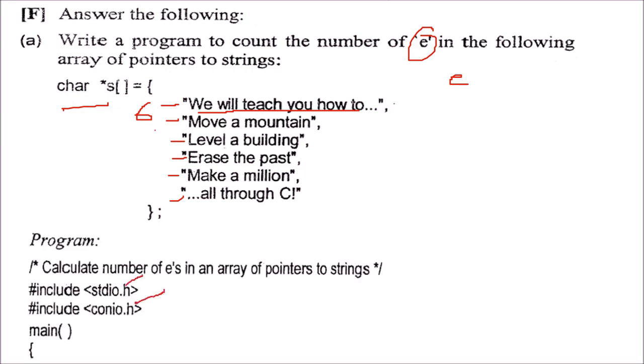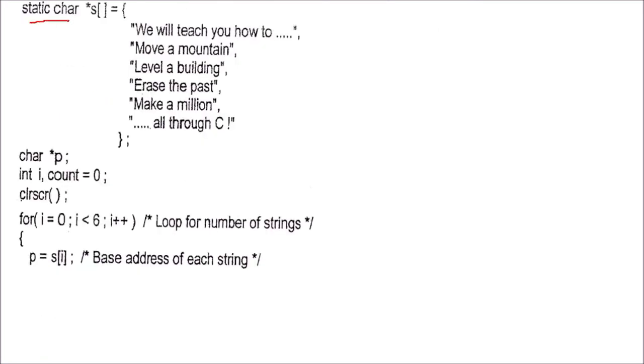We have stdio.h and conio.h. So we have a static char *s[]. This is a character array; basically, it is an array of pointers. Now we have a *p also, one more character pointer. We have a count also. What we are doing here is starting from 0 going up to 6, means 0, 1, 2, 3, 4, 5. So 6 rows are there.